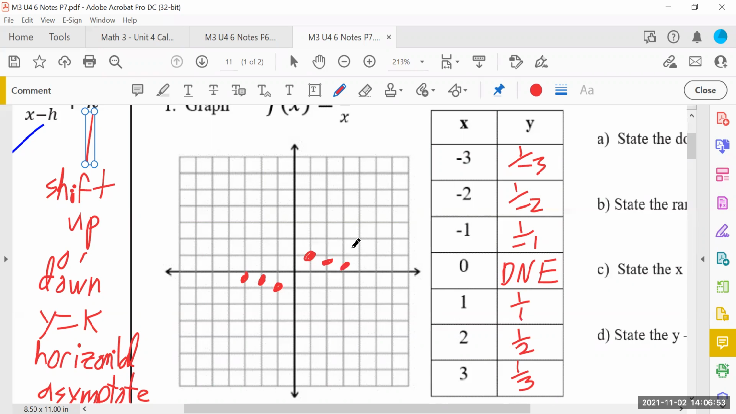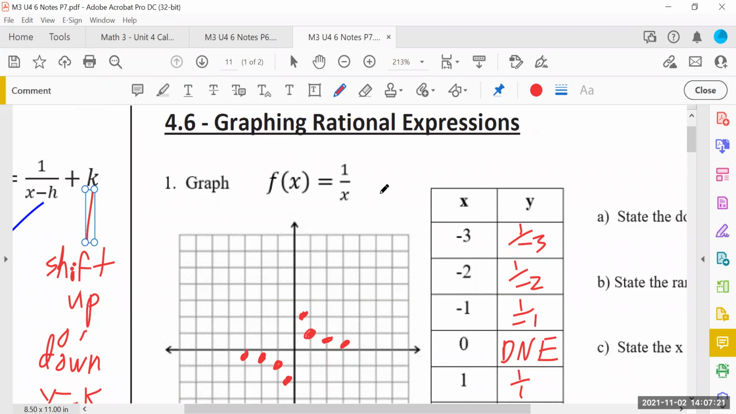Now, this graph would be even better if I had plugged in like 0.5, like we did before. Remember, we tried 0.5, we got out 2. If I plug in -0.5, I'd get out -2. And now we can really see that curve shape starting to show up. Because this graph doesn't have an h or a k, both of them are 0. So the h value, x equals 0, is an asymptote.